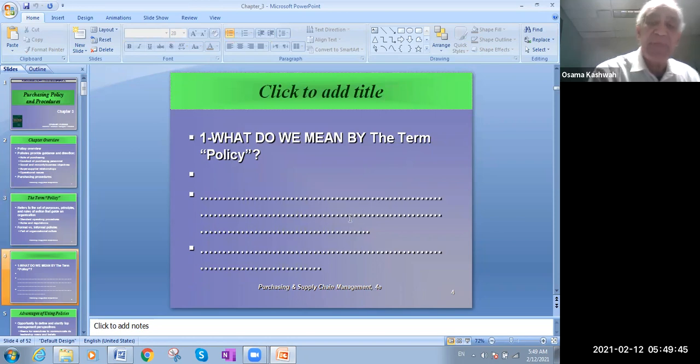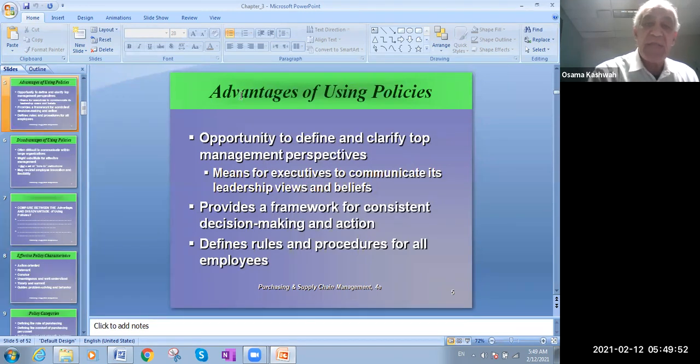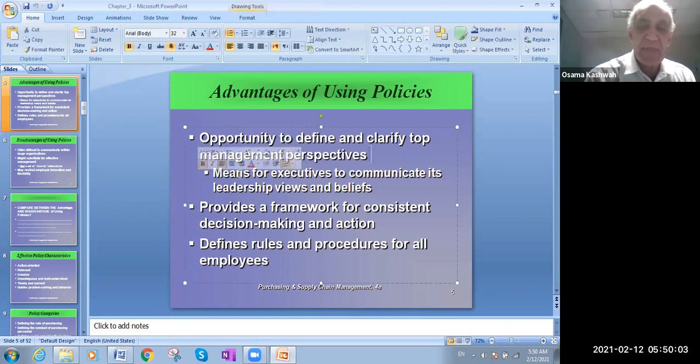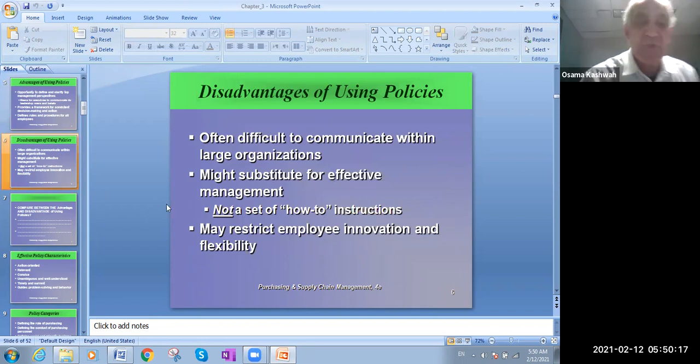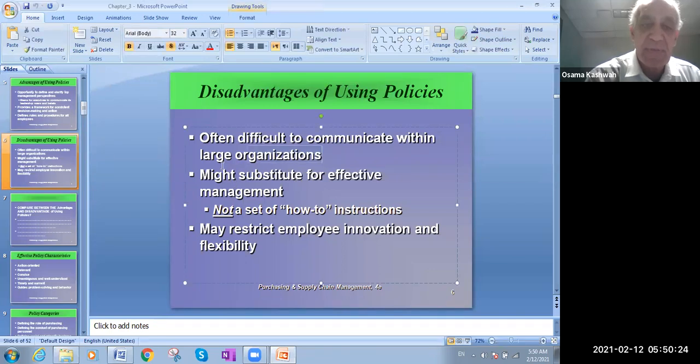So here we have a question, what do we mean by the term policy? There are advantages of using policies, of course, because it's like governing your situation. Opportunity to define and clarify top management perspectives, a means for executives to communicate, provide a framework for consistent decision making, defines rules and procedures for all employees. Also, often difficult to communicate within a large organization, might substitute for effective management, not a set of how-to instructions, may restrict employees' innovation.